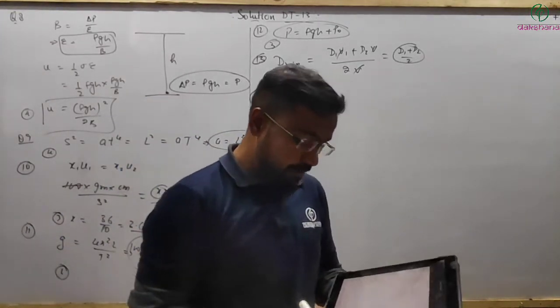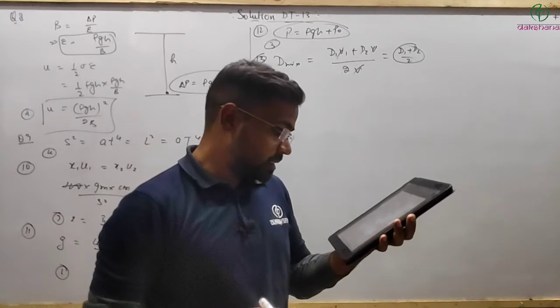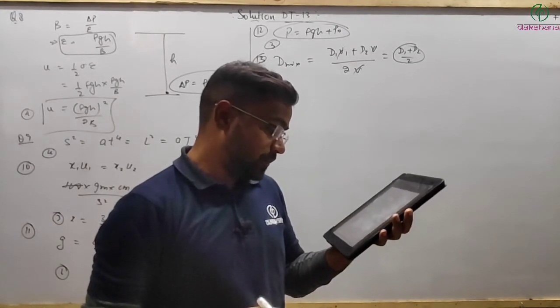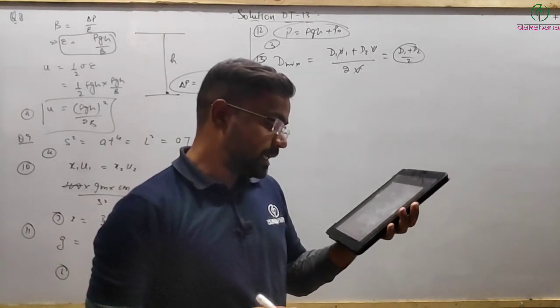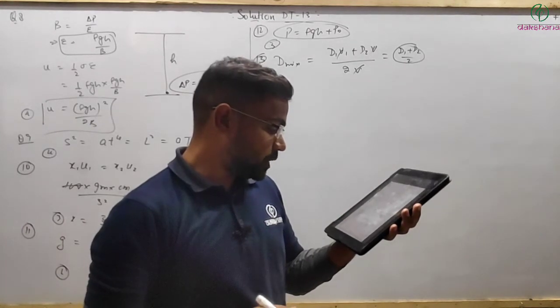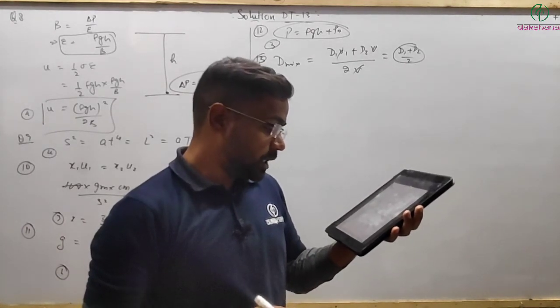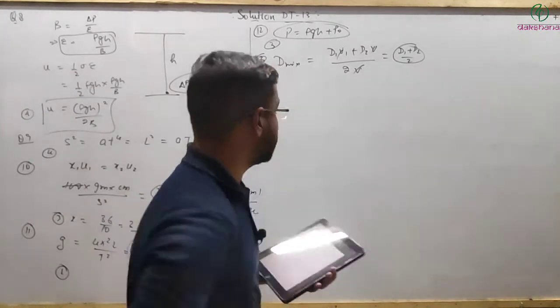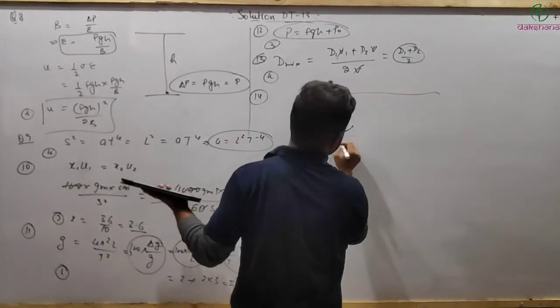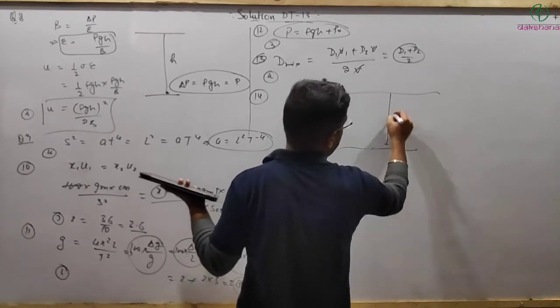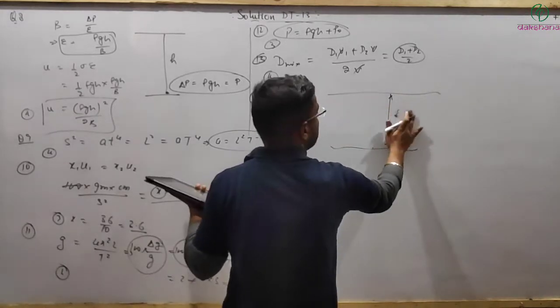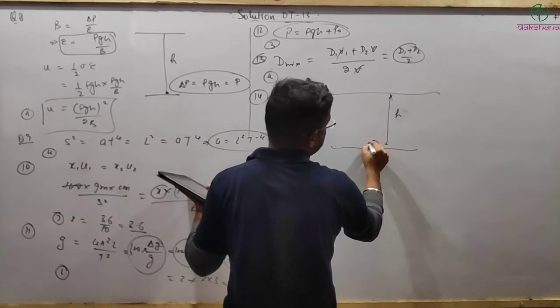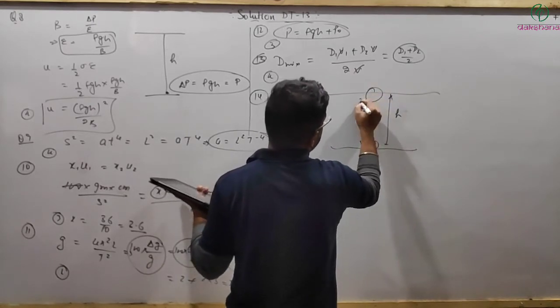Mercury in a barometer stands at 75 centimeters by the side of a freshwater lake. An air bubble at the bottom of the lake, when it rises to the surface, has its volume become 3 times its volume at the bottom. If the specific gravity of mercury is 40 by 3, then the depth of the lake is? Let's consider the surface, and this is the depth of the lake, let's say h. Here the volume is V, and here it becomes 3V.